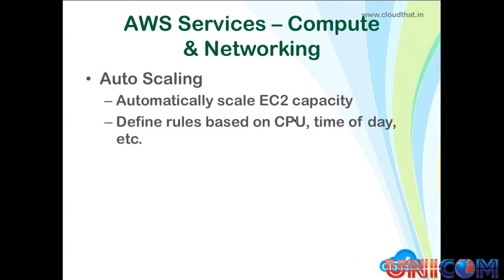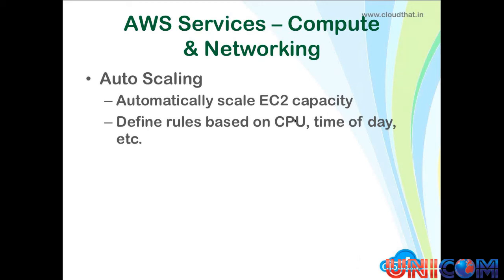So you can set these rules, and Amazon will automatically add or remove capacity from your infrastructure when these rules are fired, right? So it is a very good way to manage capacity so that it scales up when you have high traffic, and it scales down to reduce cost when you have low traffic.